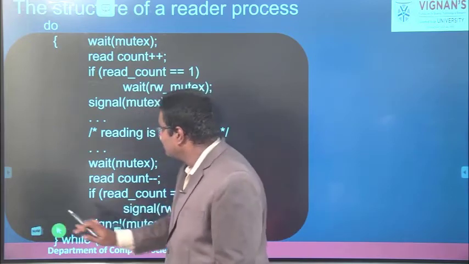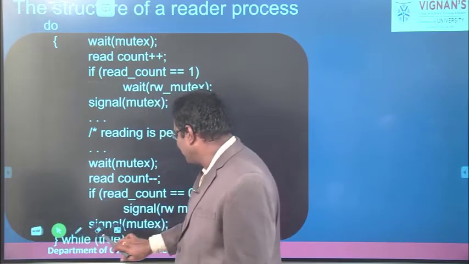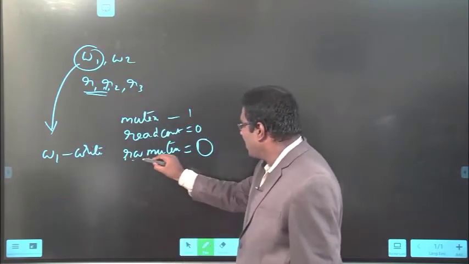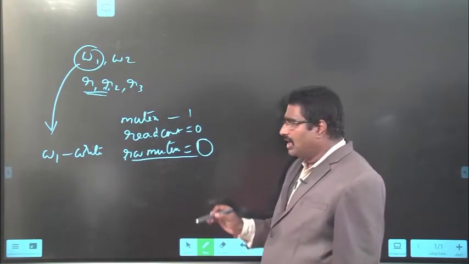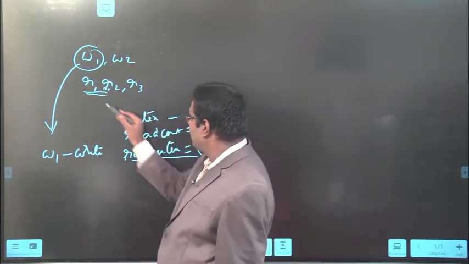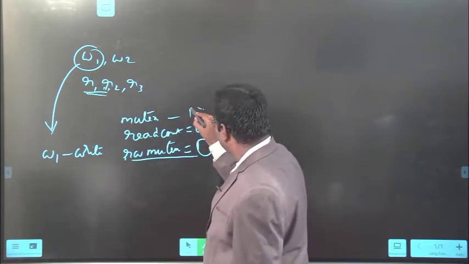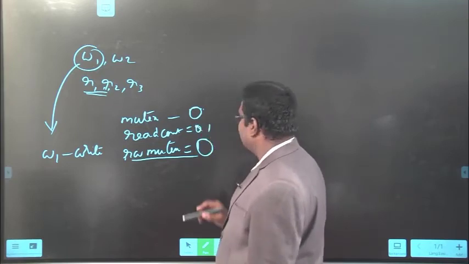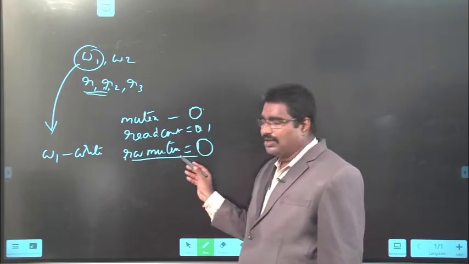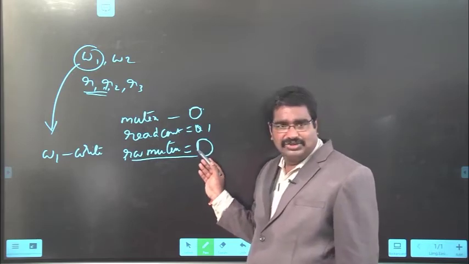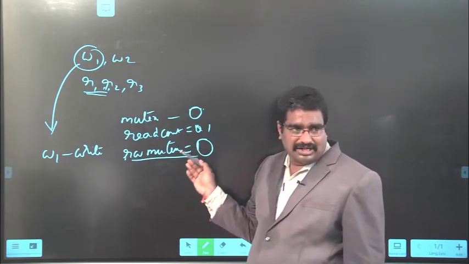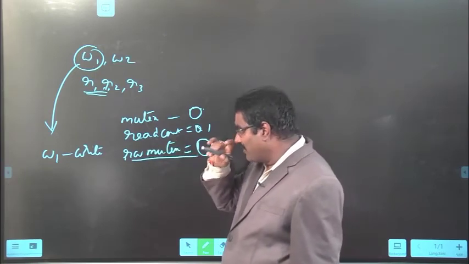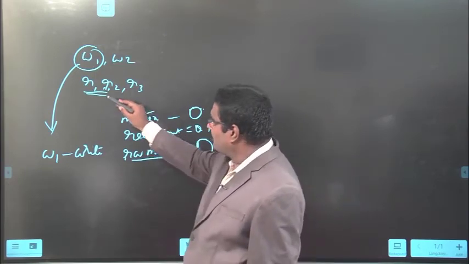If you want to verify this, we have already discussed it. W1 is performing the write operation, so RW mutex is 0. The first reader wants to perform the read operation: mutex is set to 0, the read count is increased by 1, and it calls wait RW mutex, but its value is already 0. The reader R1 does not come out of the wait function. It is waiting for the completion of the writer process. So R1 is not allowed.